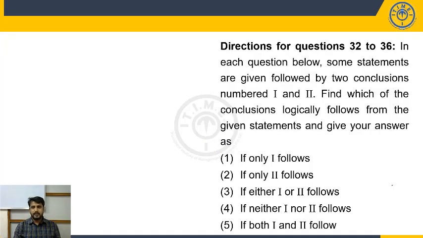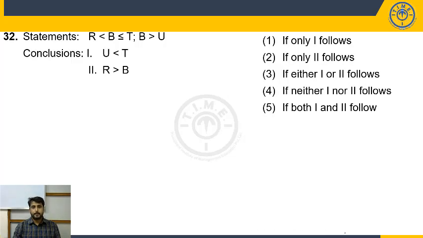Here we have given inequalities. In each question below, some statements are given followed by two conclusions, 1 and 2. Find which of the conclusions logically follows from the given statement and give your answer as: choice 1, only 1 follows; choice 2, only 2; choice 3, either 1 or 2; choice 4, neither 1 nor 2 follows; choice 5, both 1 and 2 follow.